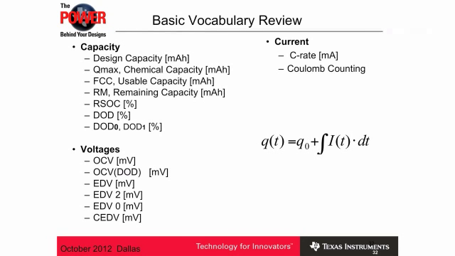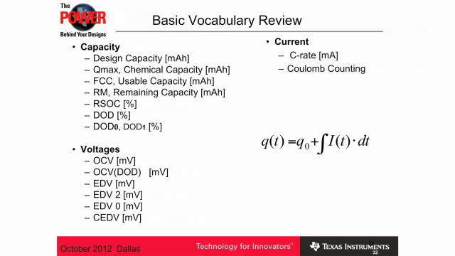All right, voltages, OCV, that's the open circuit voltage. Could be anywhere along that curve. OCV at DOD, that refers to our lookup table, right? It just means if you look up a DOD in our table, it'll give you back an OCV. We also use the reverse of that function.